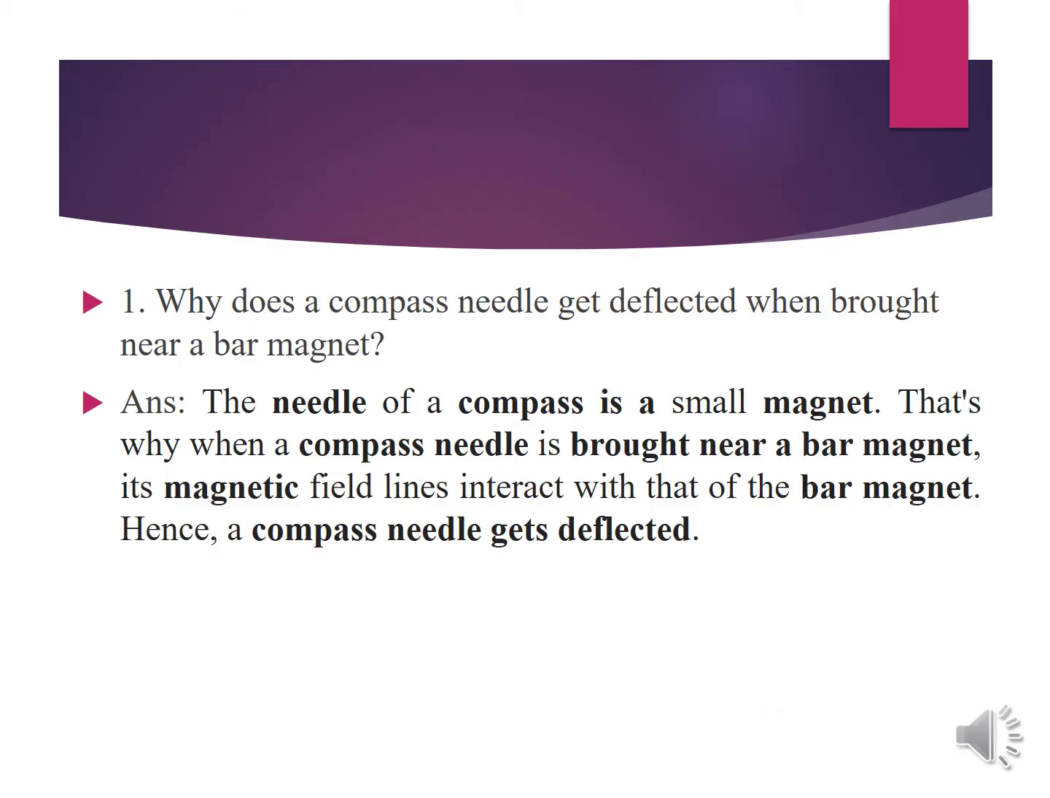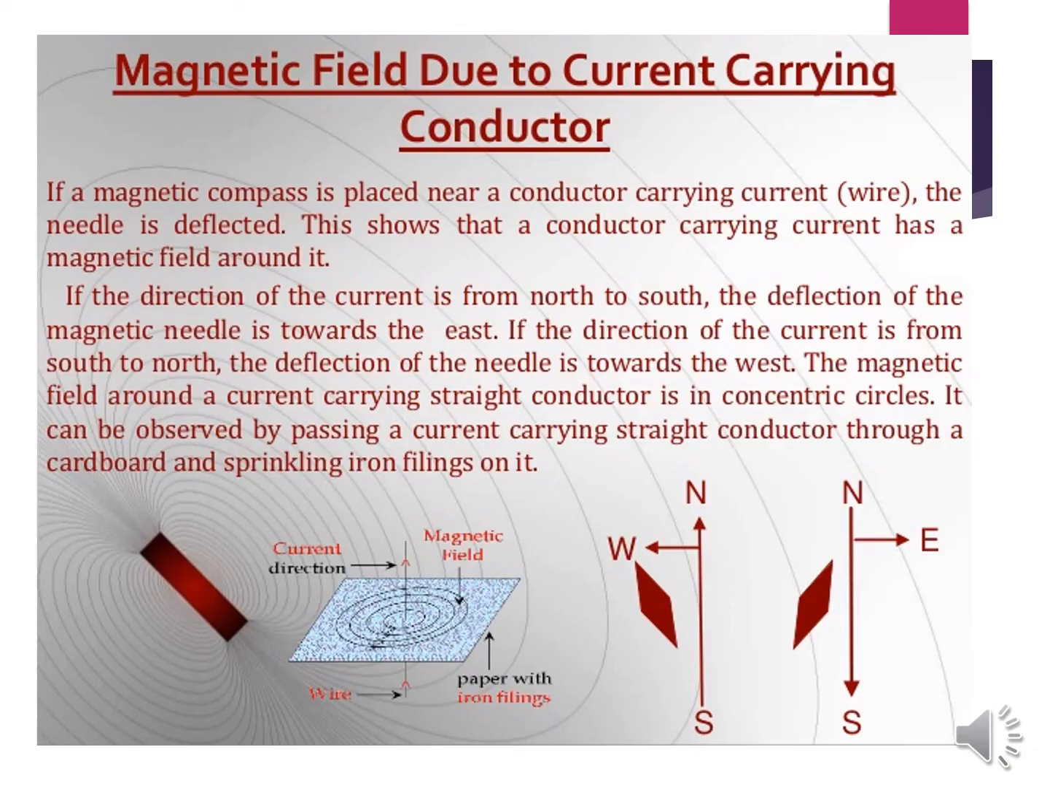Why does a compass needle get deflected when brought near a bar magnet? The needle of a compass is a small magnet. That's why when a compass needle is brought near a bar magnet, its magnetic field lines interact with those of the bar magnet, hence the compass needle gets deflected.